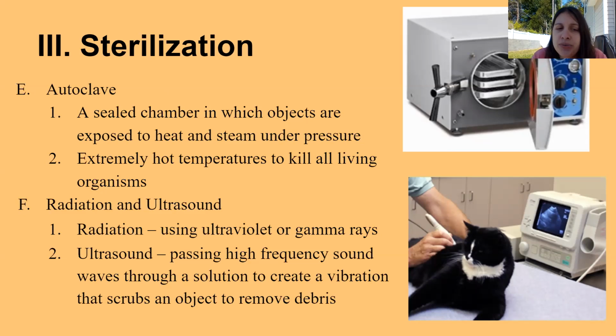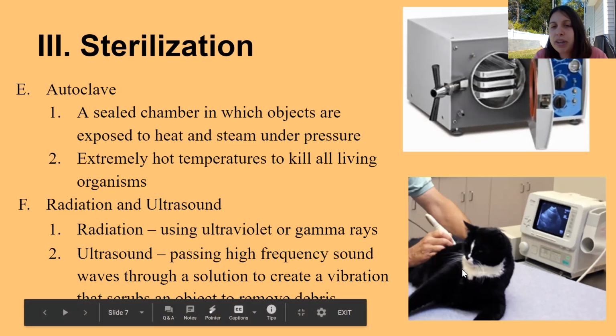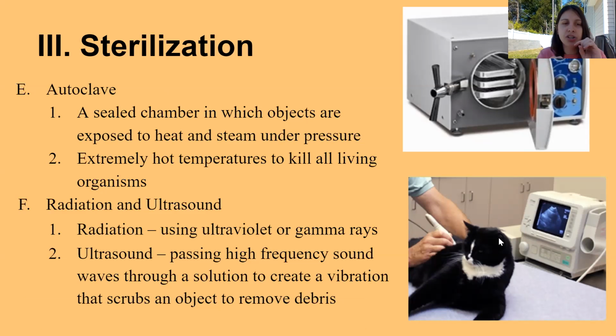You also use radiation and ultrasound. With radiation, you use UV or gamma rays to look at something. With ultrasound, like in the picture, you're using a high frequency sound wave that bounces off the vibrations through whatever you're looking at so that you can get an image.